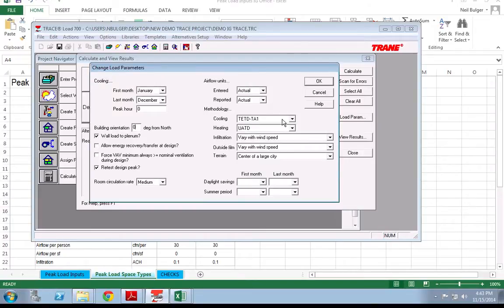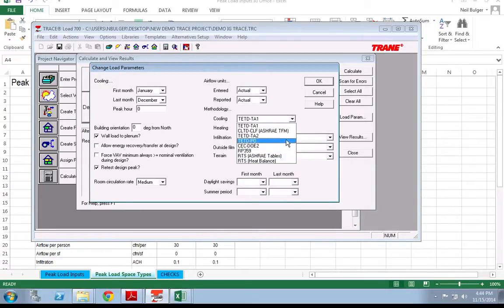On the right hand side, we have airflow units. I usually leave everything as standard. The biggest one is methodologies, cooling and heating methodologies. Most of the time for cooling loads, we would like to use the radiant time series method, and I like to use the radiant time series heat balance method.